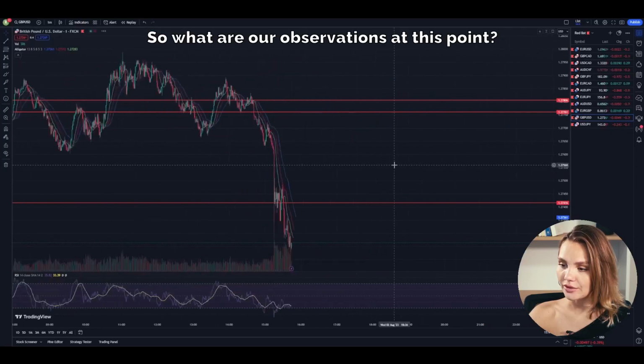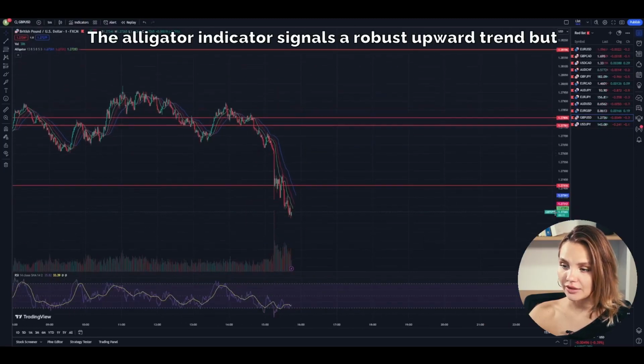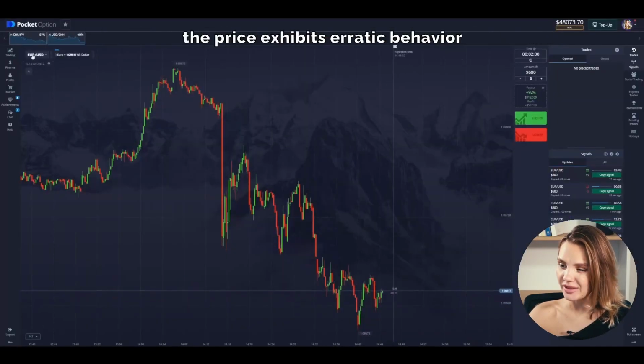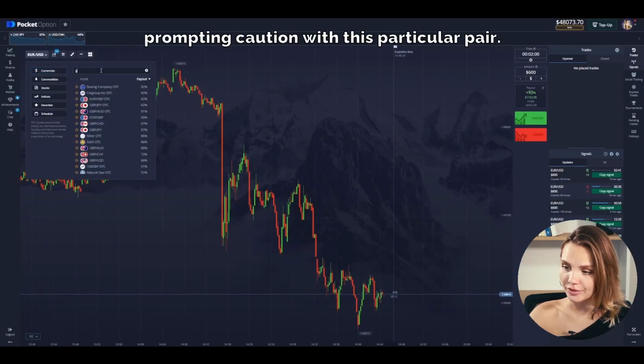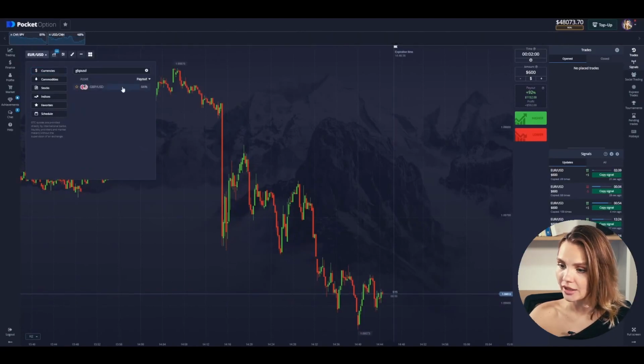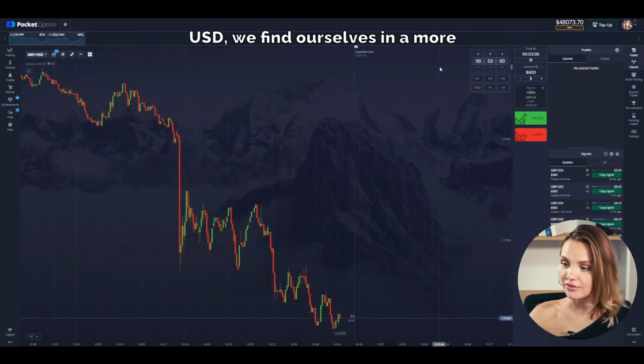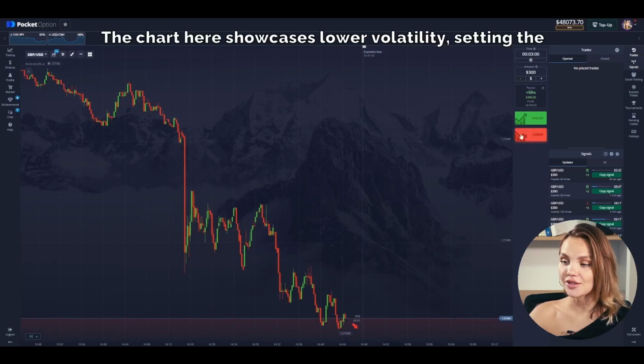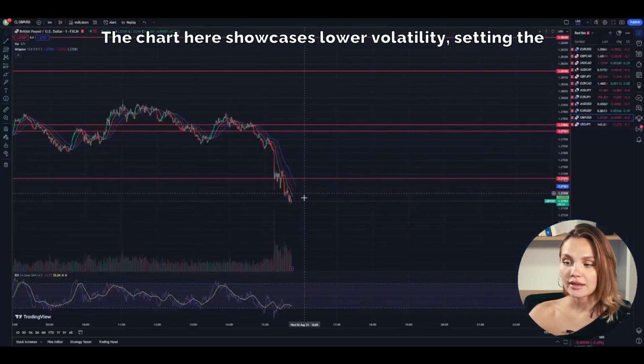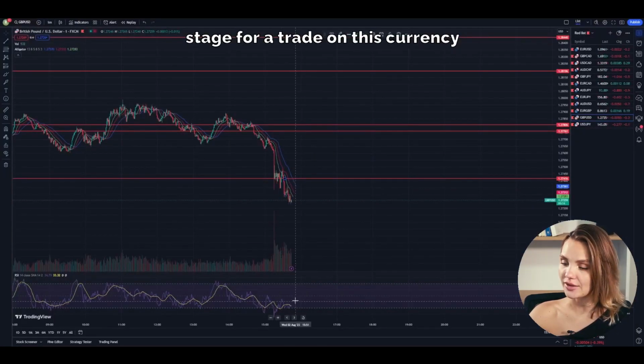So, what are observations at this point? The alligator indicator signals a robust upward trend, but the price exhibits erratic behavior, prompting caution with this particular pair. Shifting our focus to the British pound paired with the US dollar, we find ourselves in a more intriguing scenario. The chart here showcases lower volatility, setting the stage for a trade on this currency pair.